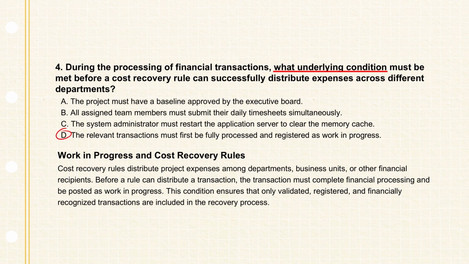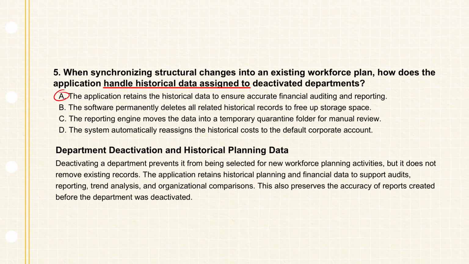Question 5. When synchronizing structural changes into an existing workforce plan, how does the application handle historical data assigned to deactivated departments? The correct answer is A. Deactivating a department prevents it from being used for future planning assignments, but it does not remove its historical information. The application retains previous planning and financial data to preserve reporting accuracy and audit history. Wait a second. Preserving potentially decades of historical data for departments that literally no longer exist, that sounds like a massive recipe for database bloat. Doesn't retaining all of that deactivated data eventually slow down the system's daily query performance?